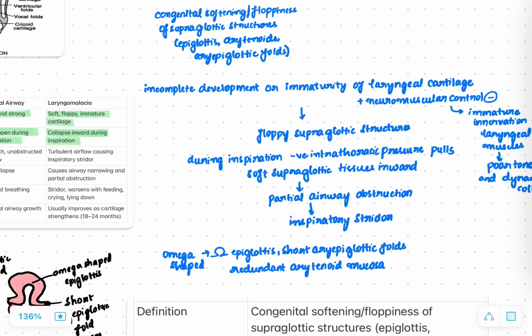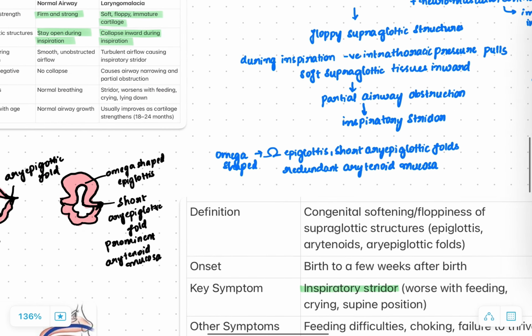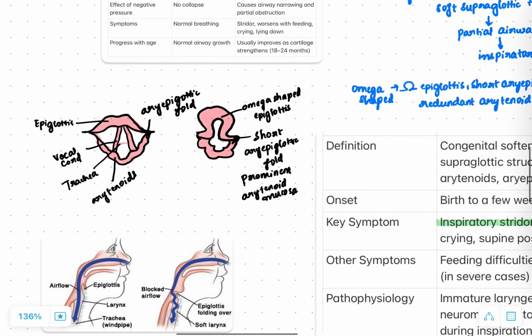So we know there is negative intrathoracic pressure during inspiration. This negative intrathoracic pressure will pull the soft supraglottic tissues inward. So this will cause partial airway obstruction causing inspiratory stridor. So we will hear a high-pitched sound whenever the child inspires.